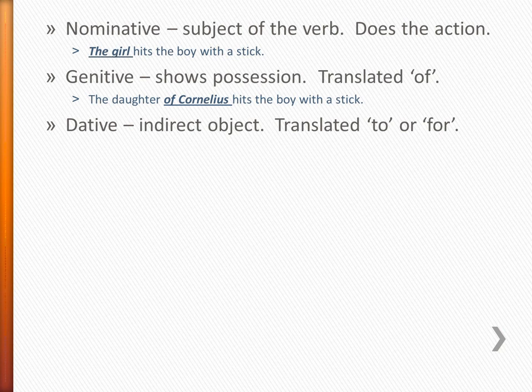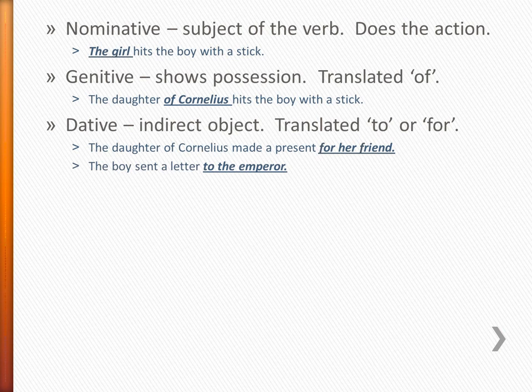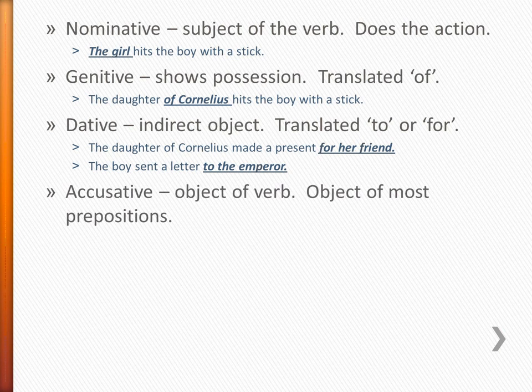The dative shows the indirect object of the sentence. You can translate it with "to" or "for." The daughter of Cornelius made a present for her friend. Friend would be in the dative case, for the friend. The boy sent a letter to the emperor. Emperor would be dative.